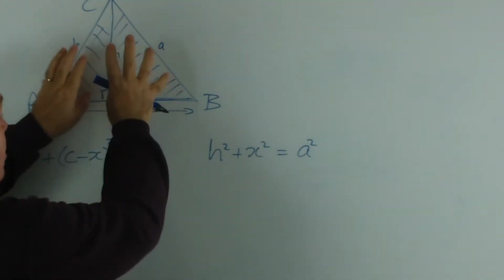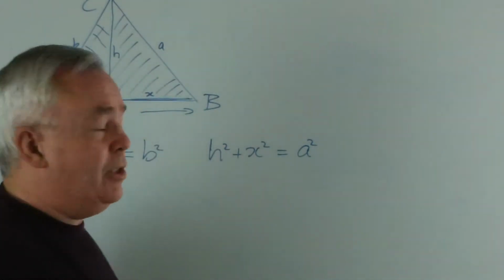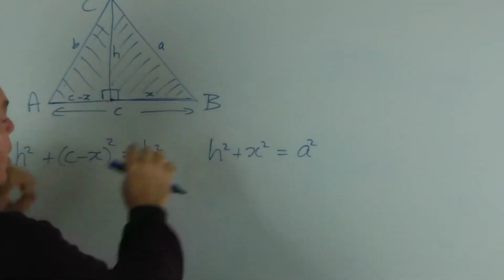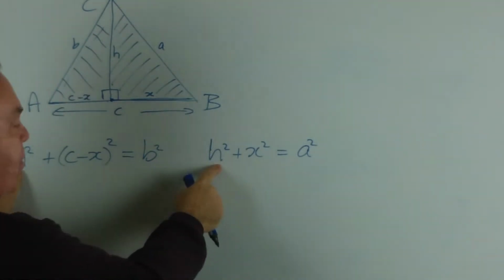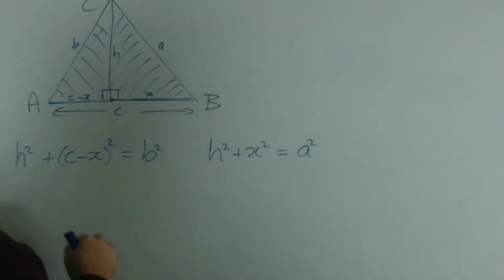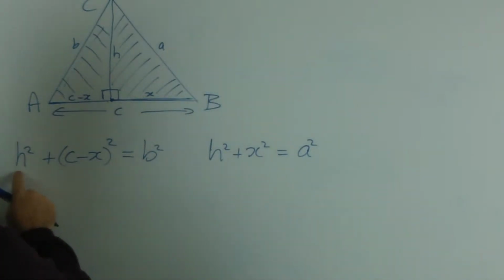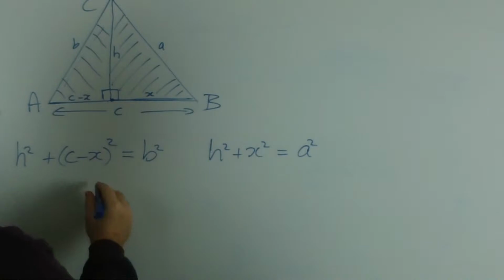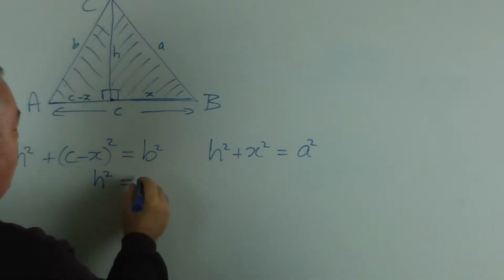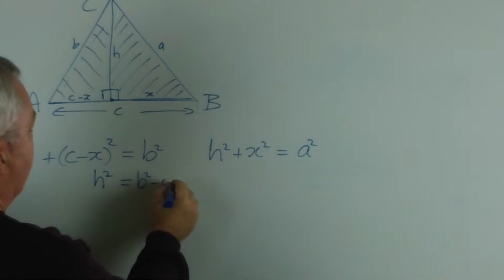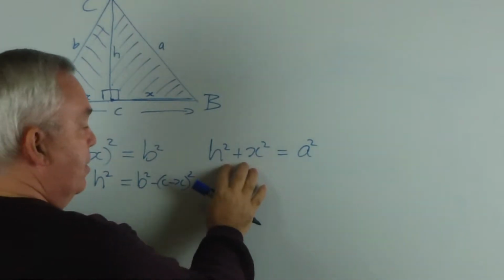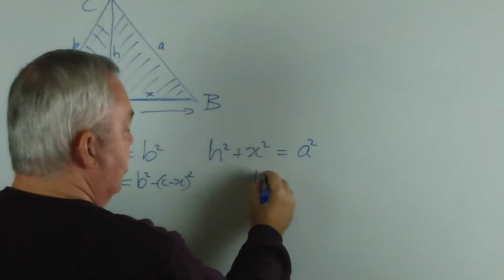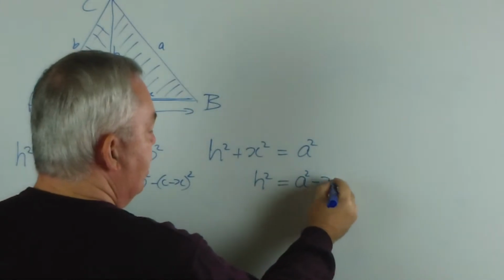So it's more than a derivation, we just write Pythagoras' theorem for both the small right angled triangles. Now, straight away you notice that both of these have an h squared in them. So we can eliminate that because we don't want h in our result. So, what's h squared equal to? If I take this over here, h squared is equal to b squared minus (c minus x) squared. If I do the same with this equation, I have h squared equal to a squared minus x squared.